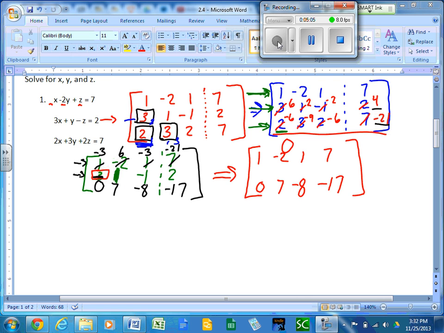So negative 3 plus 3 is 0. 6 plus 1 is 7. Negative 3 plus negative 1 is negative 4. And negative 21 plus 2 is negative 19. So now what I've accomplished is I've gotten a 0 on top of a 0.